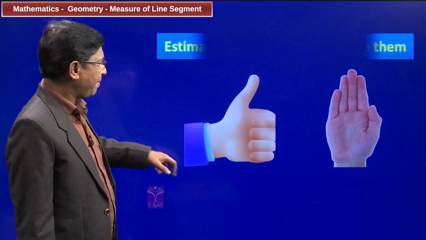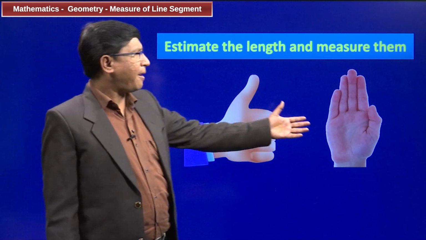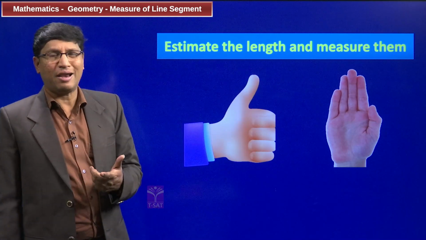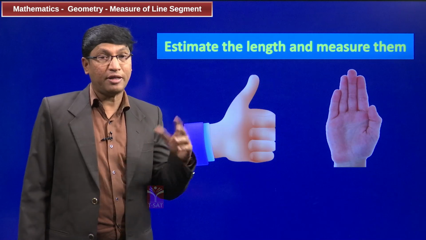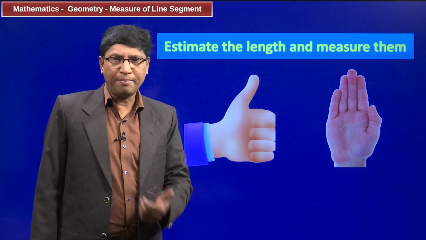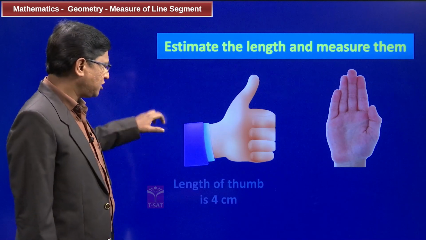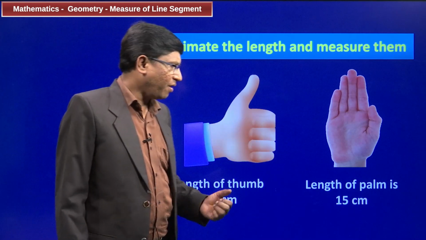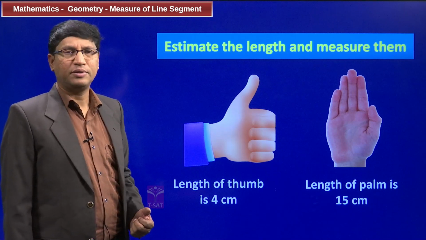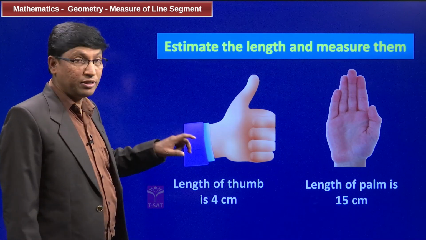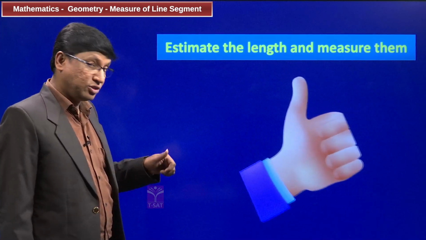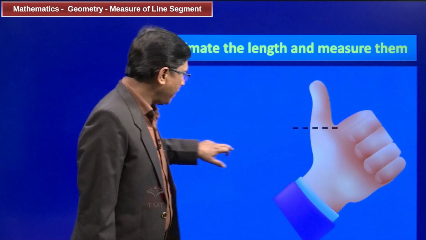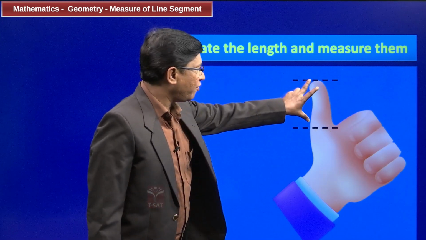So consider, say, a thumb and a palm. Here we are going to estimate the length and also measure them. So first we are going to estimate, roughly, how much is the length of the thumb and the palm. So I guess it is around 4 centimeters, and maybe this would be around 15 centimeters. Let us imagine. Now let us find out the actual length using the instrument, that is, a scale or a ruler. Here is the starting point and this is the ending point, right? Now we have to find the length between these two.